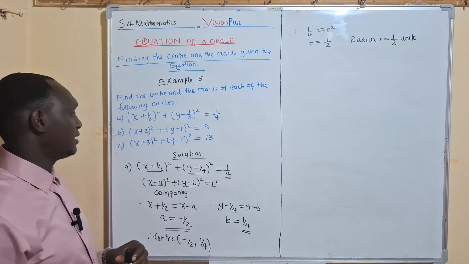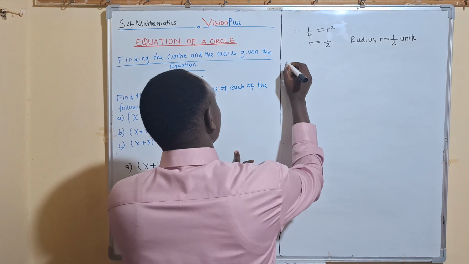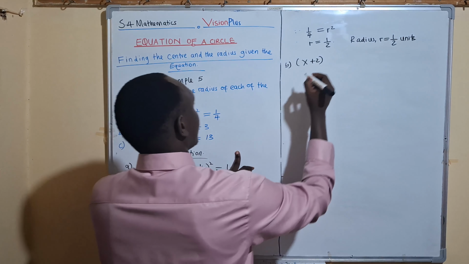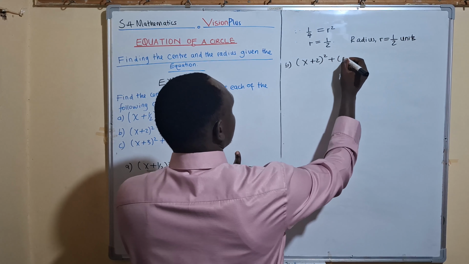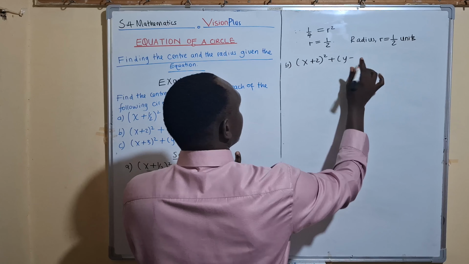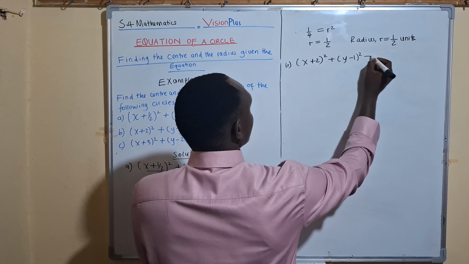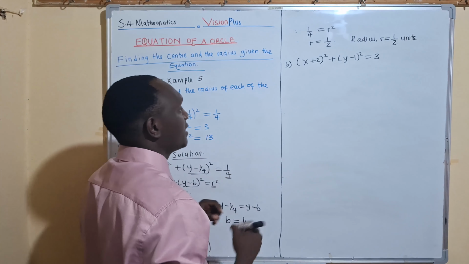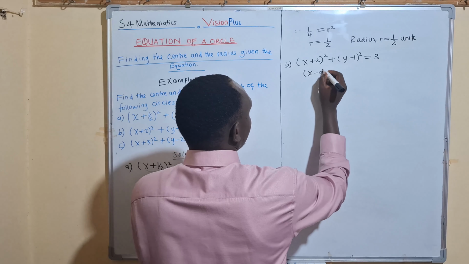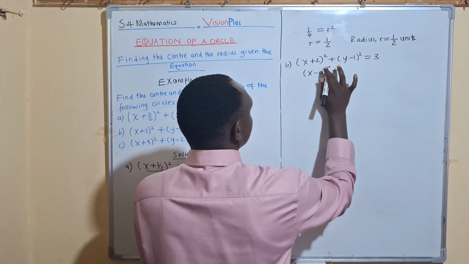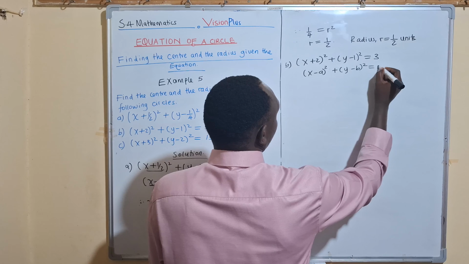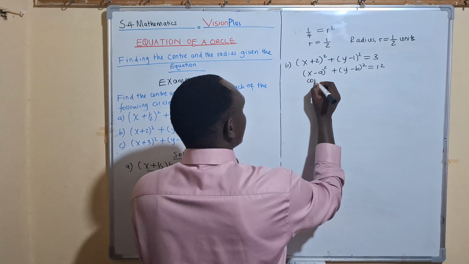Going to part B. Part B says that we have (x + 2)² + (y − 1)² = 3. Then you write the general form of the equation of the circle to guide you, which is given by (x − a)² + (y − b)² = r². And then we compare the terms.